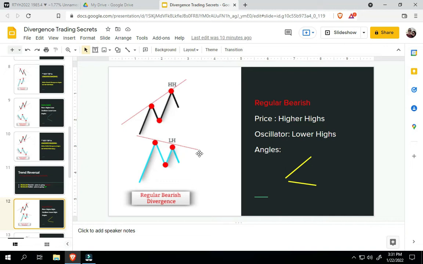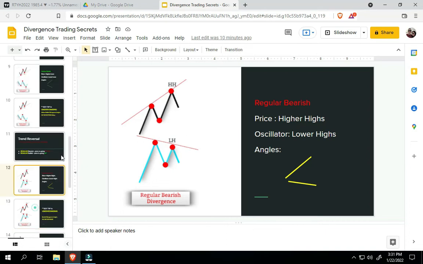And we're going to go to the regular bullish. If I can get my Google slide here to act right. All right.